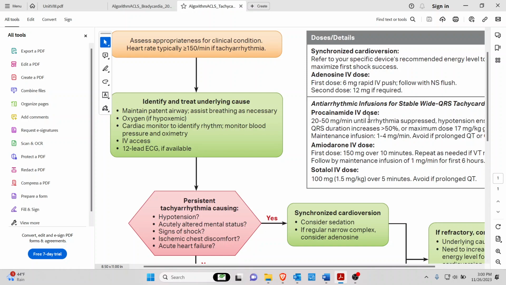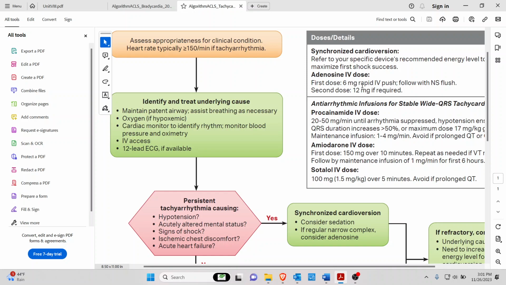The only difference: ACLS says 6 milligrams followed by 12 milligrams if your initial 6 did not work. Many Franklin County protocols, you're going to see 12 followed by 12. That's a medical director thing. Personally, I've seen 6 work more than I've seen it not work. But other people, with more experience than I do, have seen 12 work more effectively than 6.